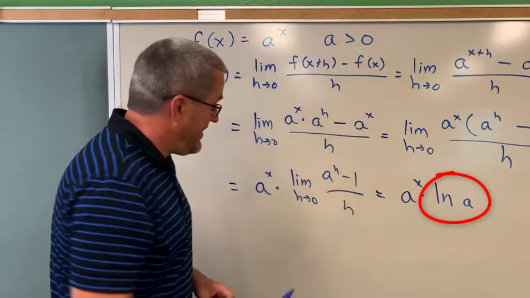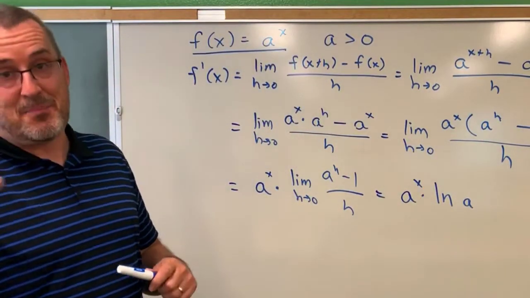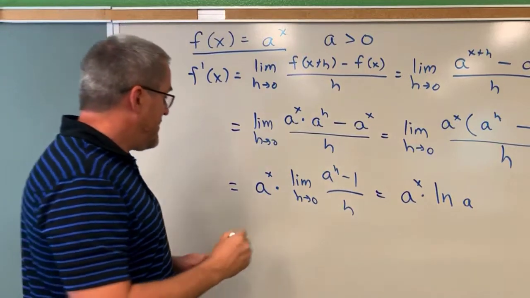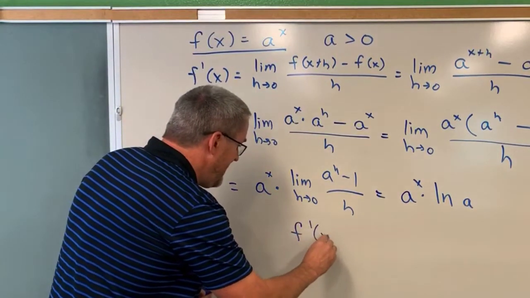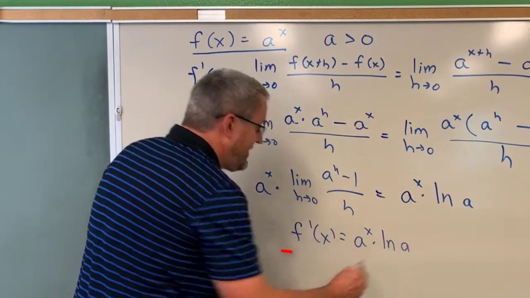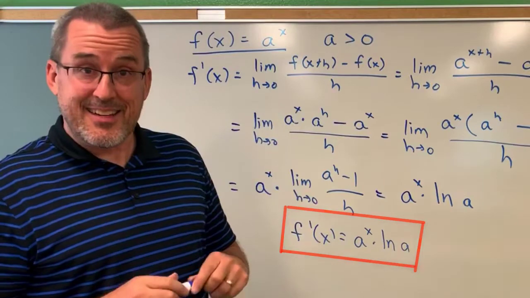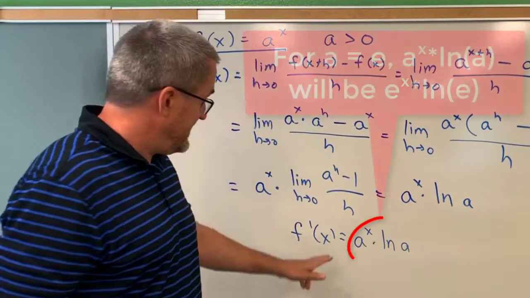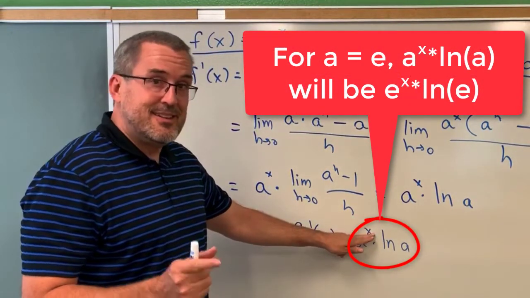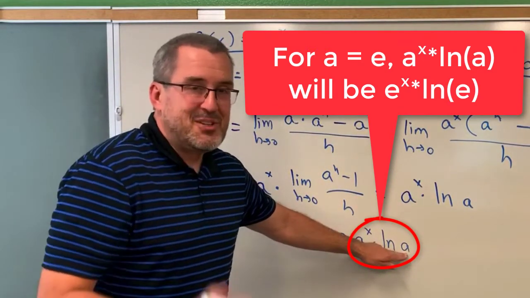And so what we figured out is if you had a function of the form f of x equals a to the x, where a is a positive number, then the derivative of that function is going to be a to the x times the natural log of a. Now you can connect that back to, remember e to the x? The derivative of e to the x was e to the x, and we could say times the natural log of e. But the natural log of e is just 1.